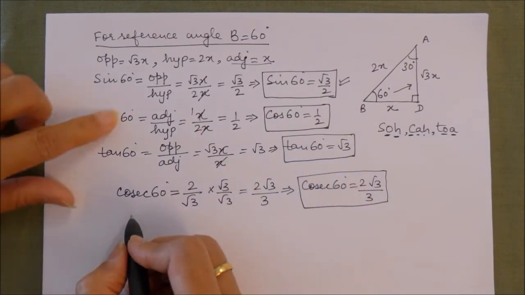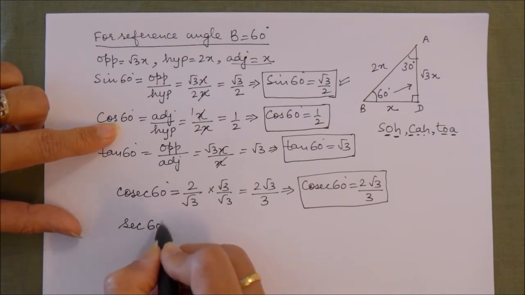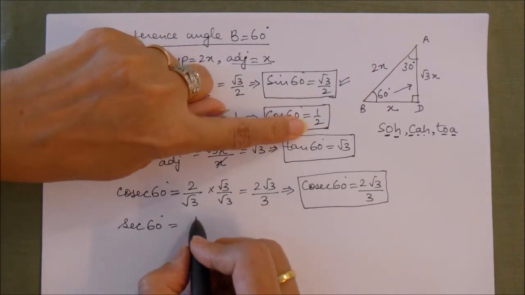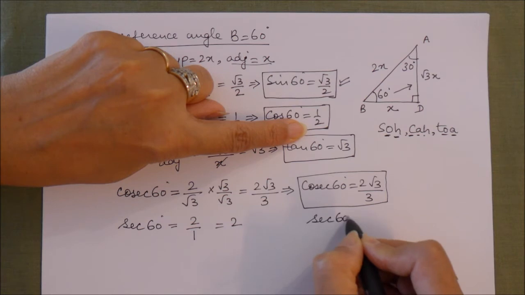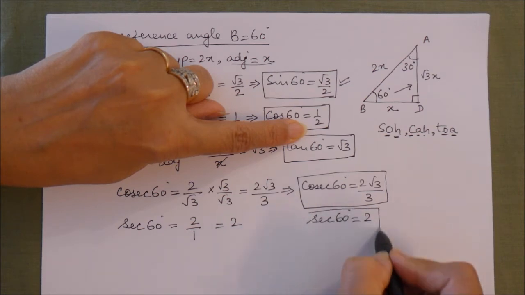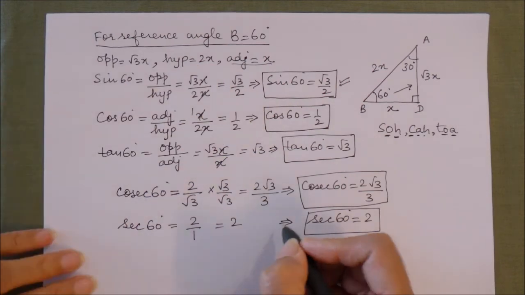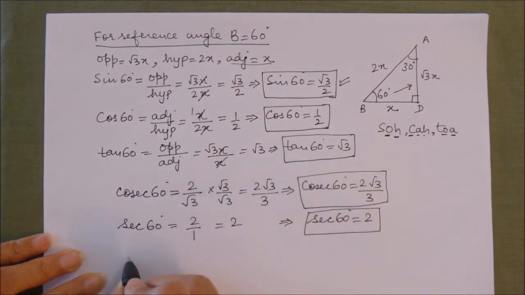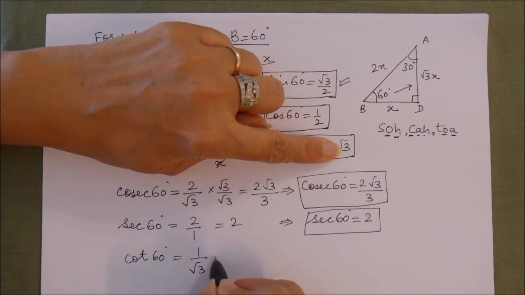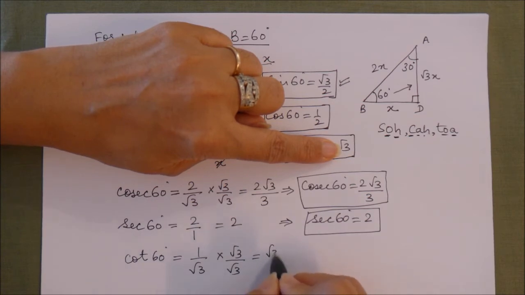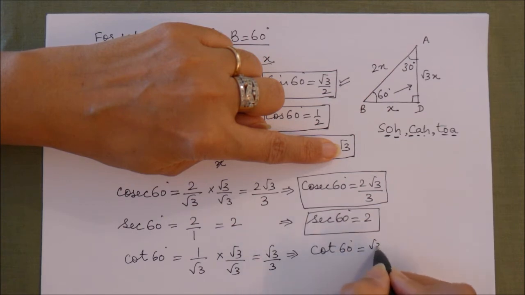Then the reciprocal of cosine 60 is secant 60 degree. So secant 60 degree will be the reciprocal of this one, so it is 2 over 1, which is 2. So it gives secant 60 degree is 2. Then the reciprocal of tangent is cotangent 60 degree. So the reciprocal of this will be 1 over root 3, which can be rationalized since there is a root in the denominator. So it is root 3 upon 3, which gives cotangent 60 degree as root 3 upon 3.